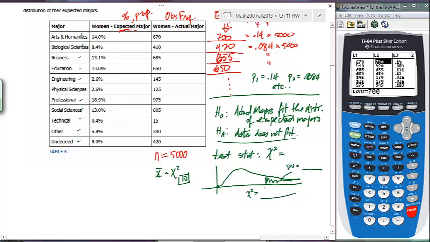Alright, let's do this computation. If you remember the test statistic, it's the sum of observed frequencies minus expected frequencies, quantity squared, divided by the expected frequencies, all over the number of categories we have. So here are our observed frequencies, it's in L1. Our expected frequencies are in L2. So it's L1 and L2, and this is L2.